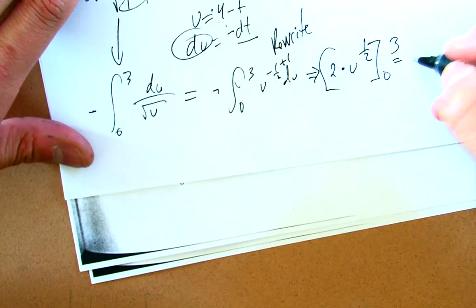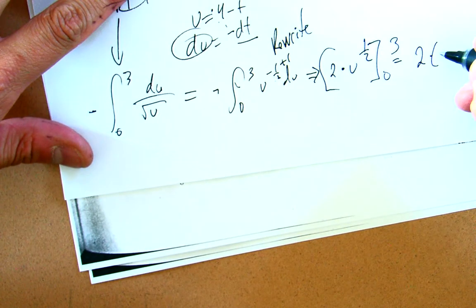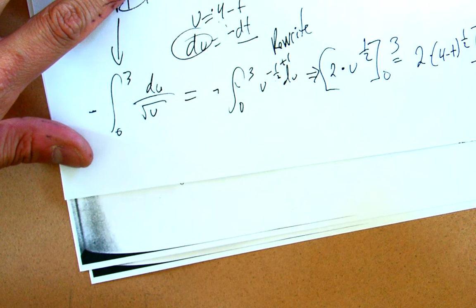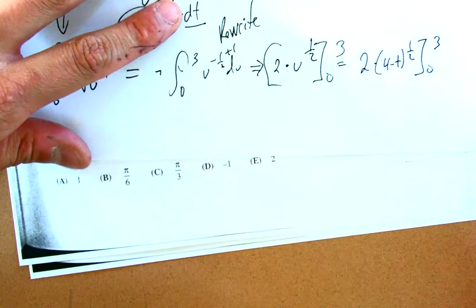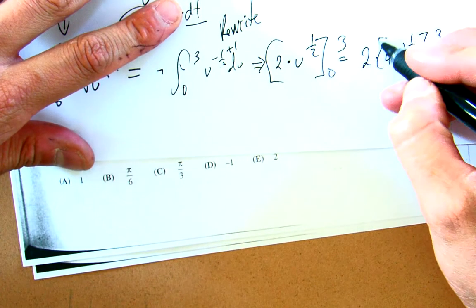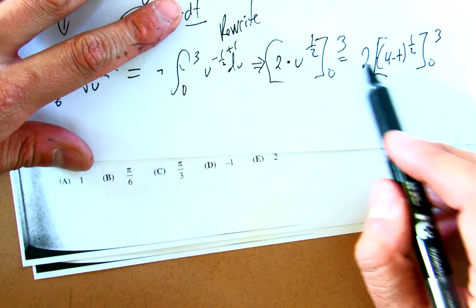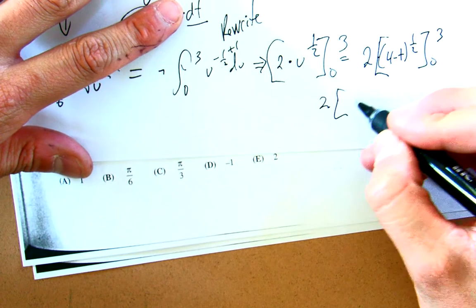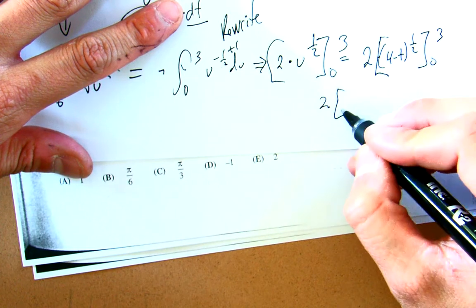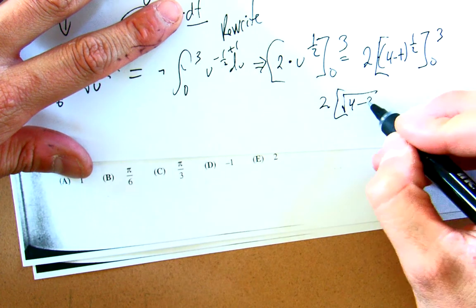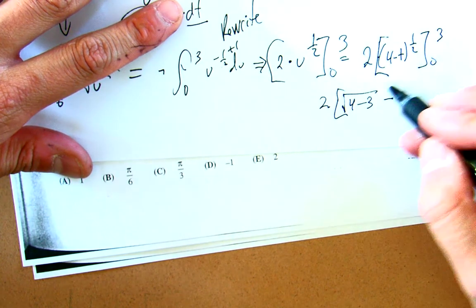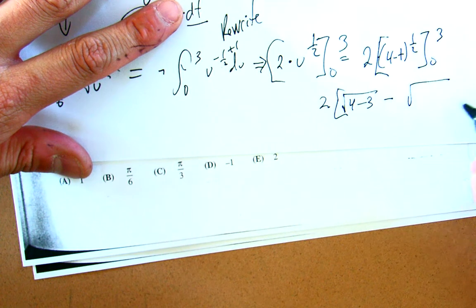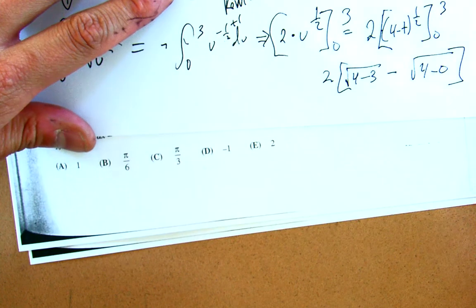So we get 2 times the quantity 4 minus t to the 1/2, which is the square root. Now we plug this in. I'm just going to put the 2 here. You could put it on the inside or not, it's not going to make a difference. So this is the square root, right? So it's going to be the square root of 4 minus 3 minus the square root of 4 minus 0. Okay? And you should simplify from there.